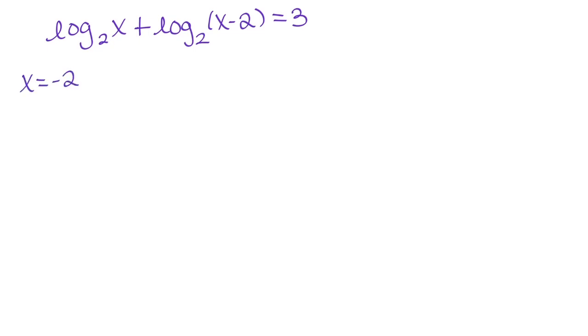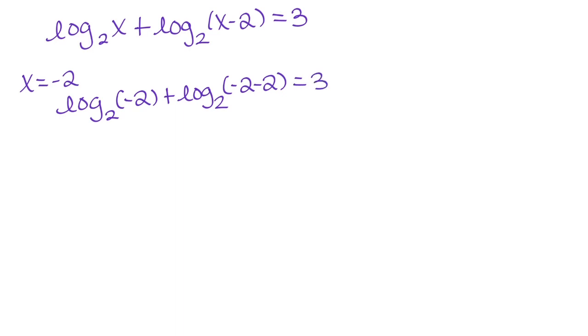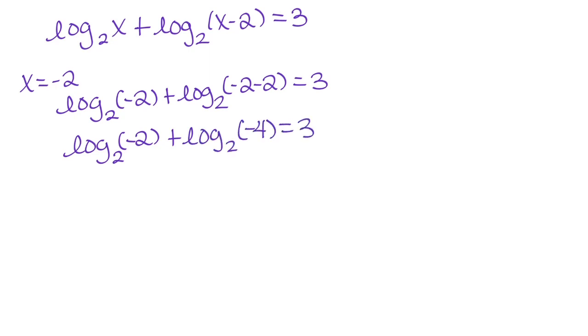So remember, my equation was the log base 2 of x plus the log base 2 of x minus 2 equals 3. Well, if I first plug in x equals negative 2, I'm going to get the log base 2 of negative 2 plus the log base 2 of negative 2 minus 2 equals 3, which tells me I have the log base 2 of negative 2 plus the log base 2 of negative 4 equals 3. Well, this won't work because I can't take the log of a negative number.